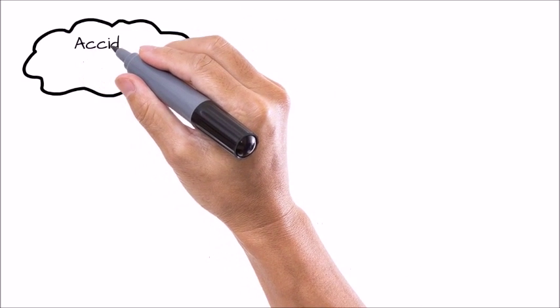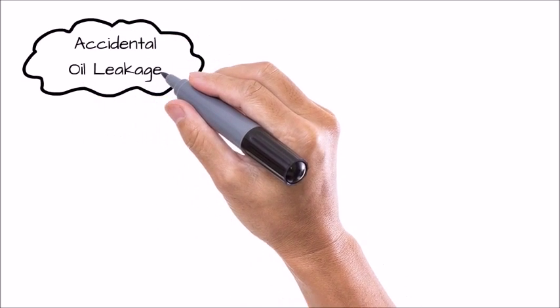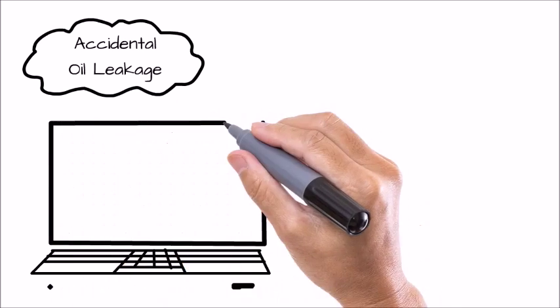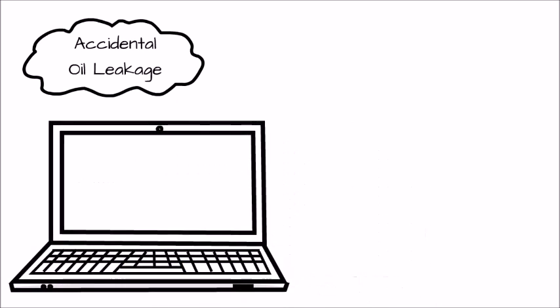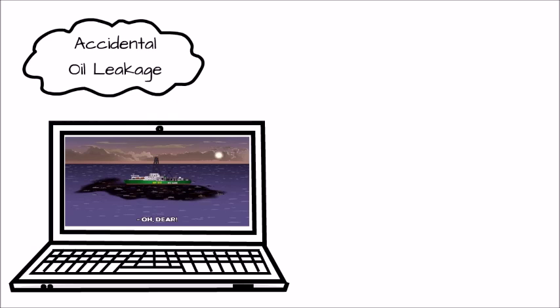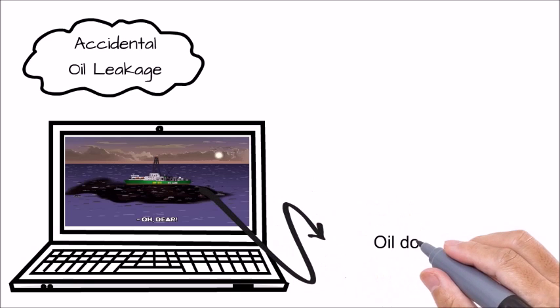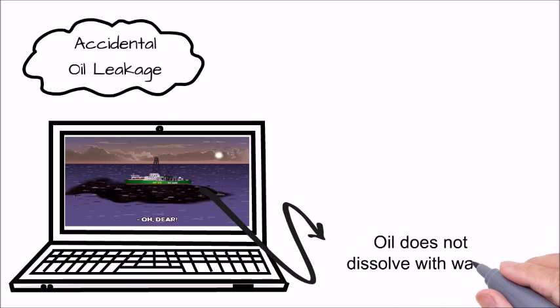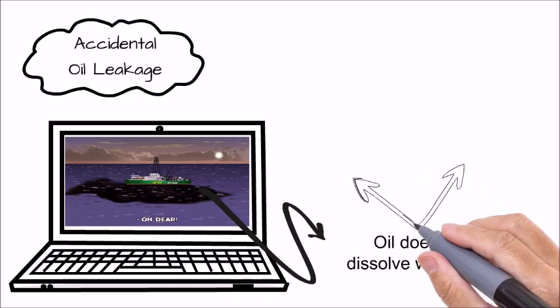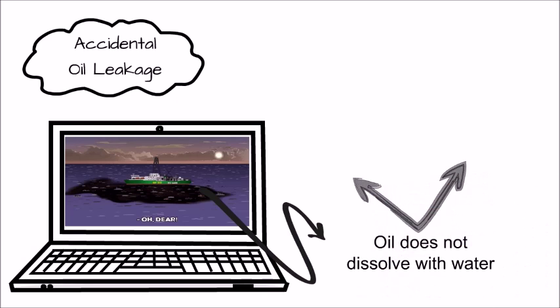Last but not least, accidental oil leakage. The ocean has experienced this a lot. As we all know, oil does not dissolve with water. Therefore, it opens problems for local marine wildlife.